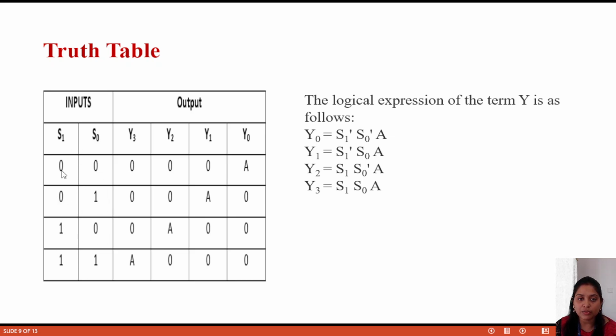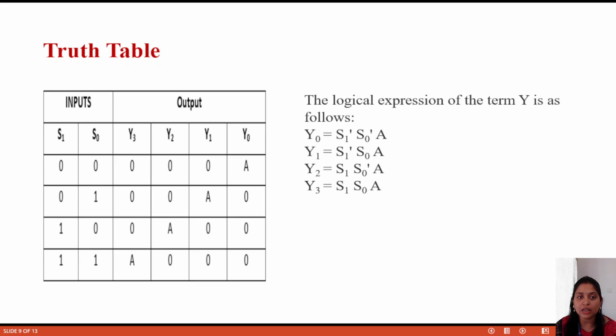So you can see when the 00 combination is there, the input data is transferred to y0. When 01, it is transferred to y1. When 10, data is transferred to the y2 output, and when the 11 combination is there, data is transferred to the y3 output. So based on this, we have to write the outputs in this way.